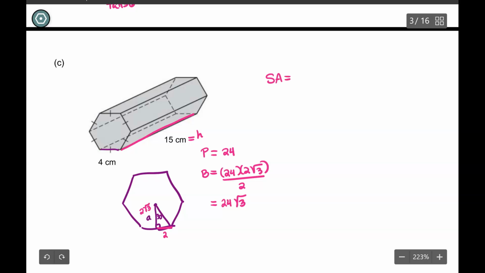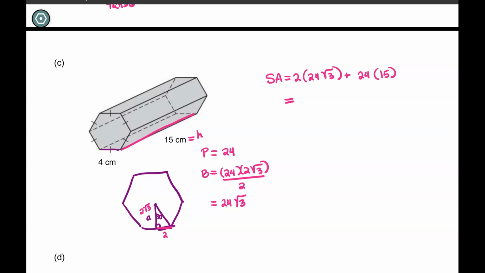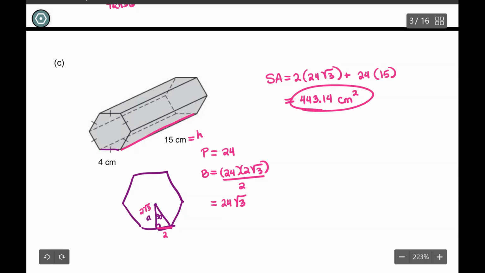So our surface area is 2 times the area of the base plus the perimeter of the base, which was 24, times the height, which is 15. So we're going to plug that all in. And I get 443.14, and that's going to be square centimeters.